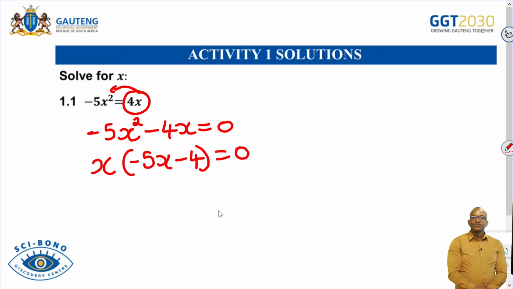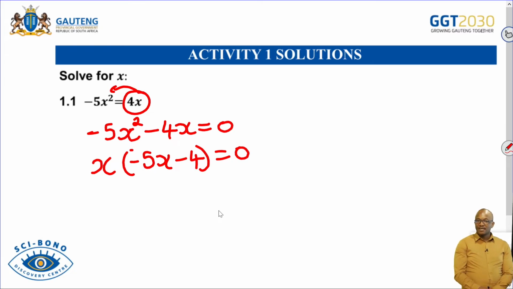And remember, after factorization, you need to at least check if you have done your factorization correctly. By that I mean if you multiply by this x outside the bracket, you must go back to the equation there. Correct? So we know that if we multiply x with negative 5x, you are going to get negative 5x squared. And if we multiply x with negative 4, you are going to get negative 4x, so we have done the correct factorization there.